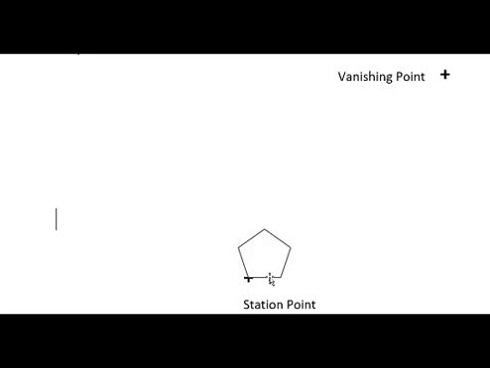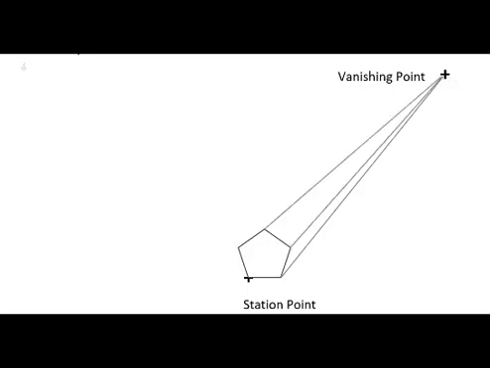Once you have this shape, the face of your object, then you're going to take each vertex and with your straight edge connect that vertex to the vanishing point. So there's the first one and the second one and the third one and the last one. And I don't do this one because I wouldn't be able to see that behind the object.